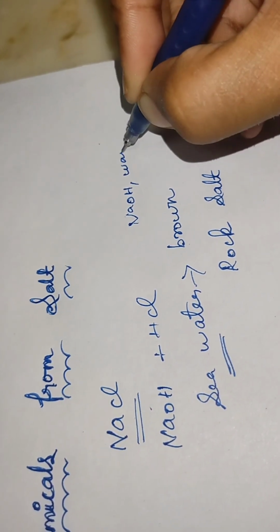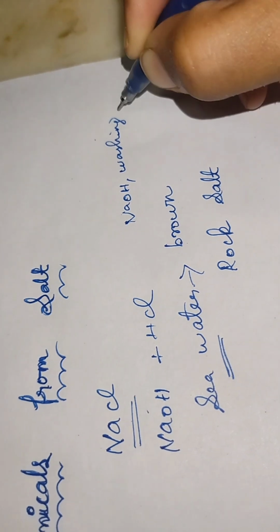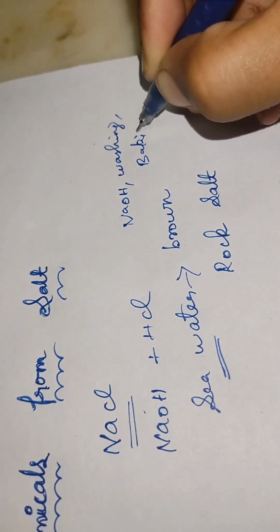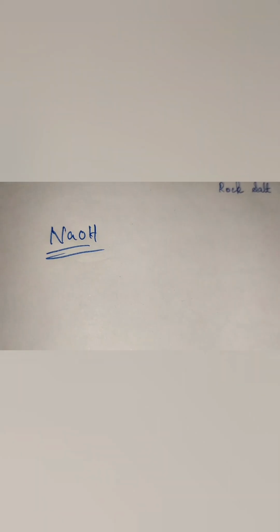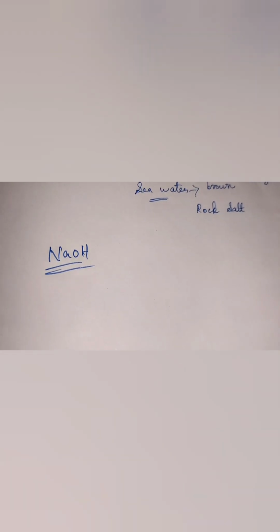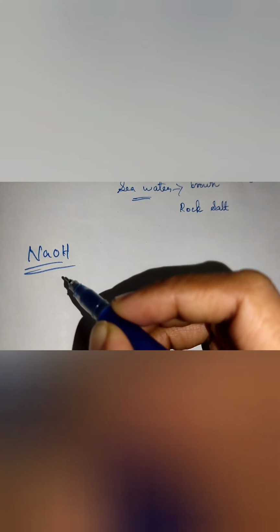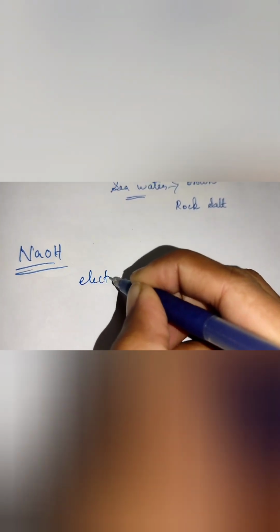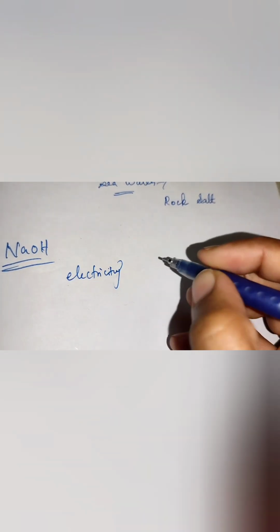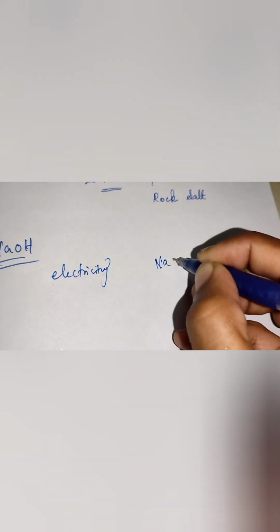soda, baking soda, bleaching powder. We are going to see about the preparation of sodium hydroxide. How are we going to prepare this sodium hydroxide? Electricity is passed through an aqueous solution of sodium chloride.